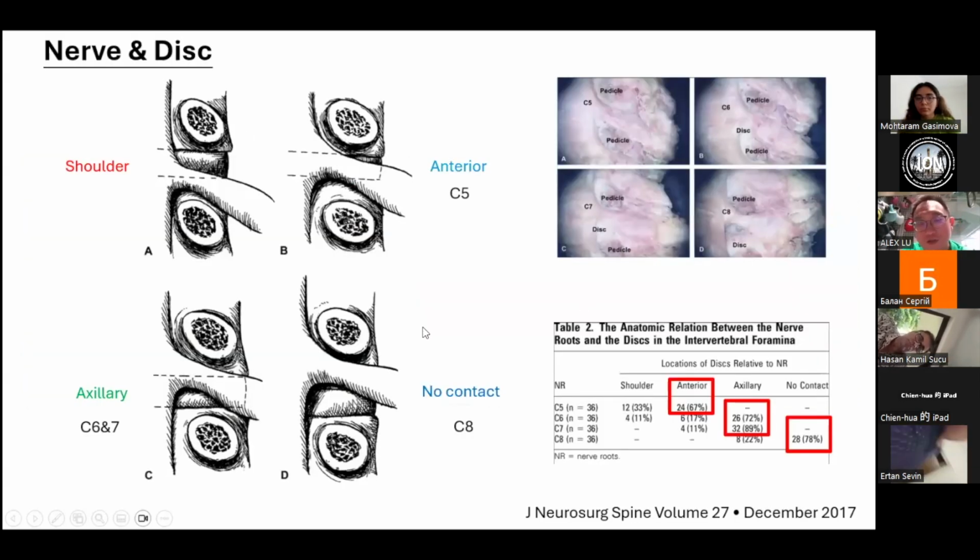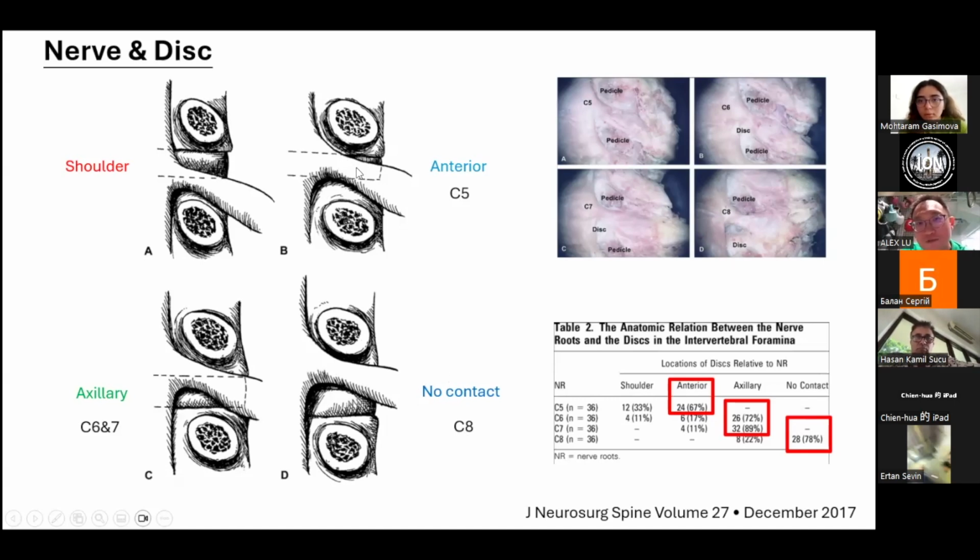So if you want to do more extensive decompression, you need to understand the nerve and disc anatomy. As you can see in this anatomy study, C4-5 is the most important, the most dangerous part, because the disc is just anterior to the nerve root. Above C4-5 is on the shoulder side. Below C4-5 is on the axillary side, and at more lower levels the disc doesn't touch the nerve root, so it's more safe.